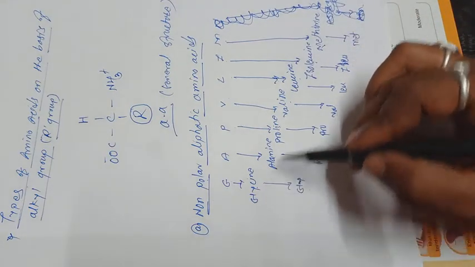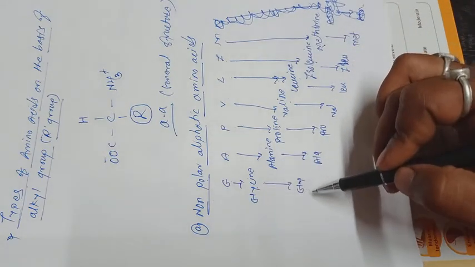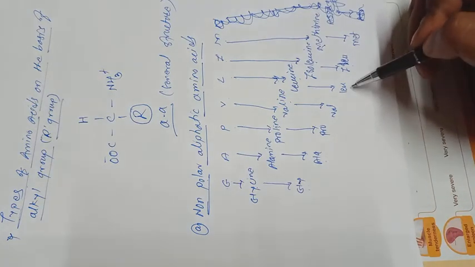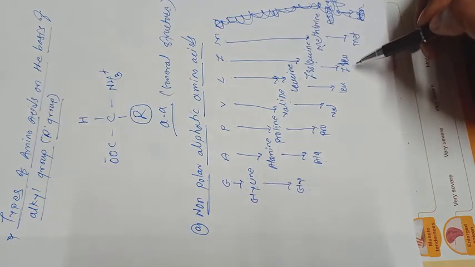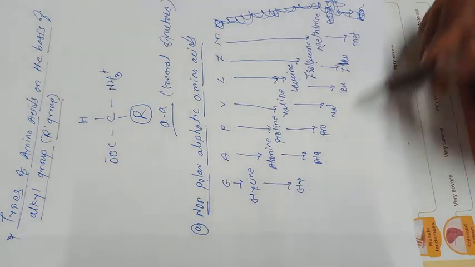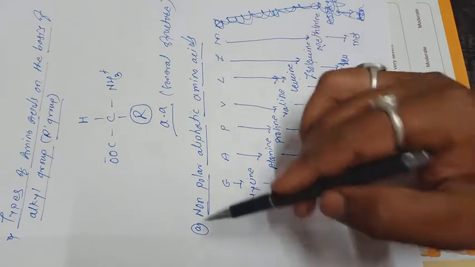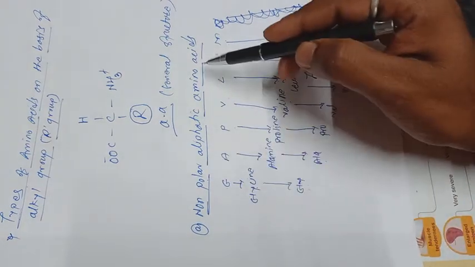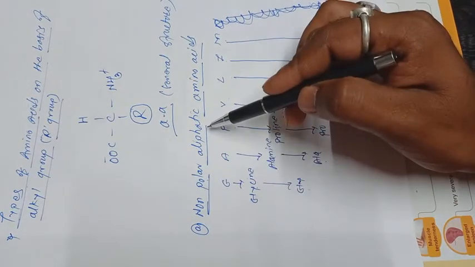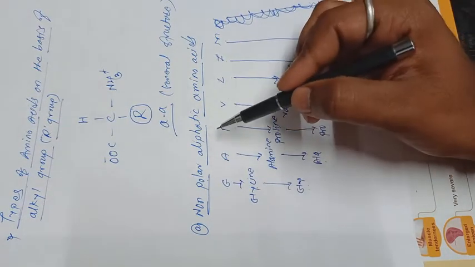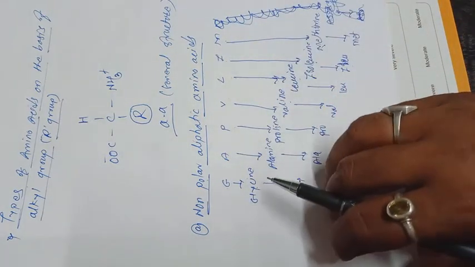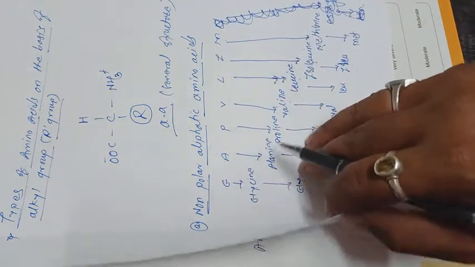The 3-letter codes are GLY, ALA, PRO, VAL, LEU, ILE, and MET for methionine. These are the specific amino acids of the first category, the non-polar aliphatic amino acids. These are basically non-polar, and their R groups are aliphatic chains. So this is the first type of amino acid.